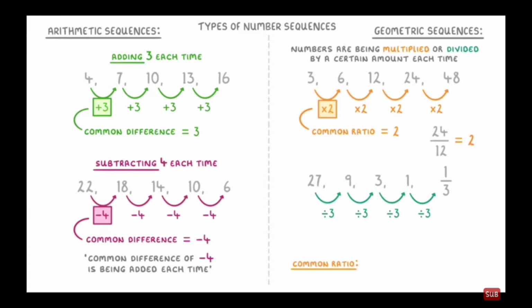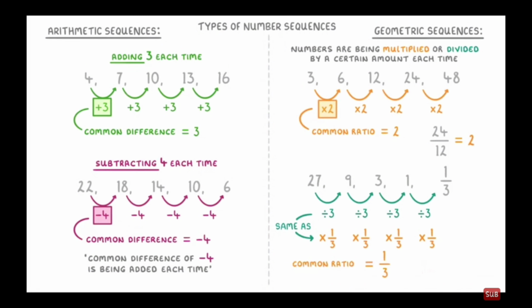If we want to find the common ratio though, we need to find what number the terms are being multiplied by each time, not what number they're being divided by. If it's being divided by 3, then that's exactly the same thing as being multiplied by 1/3. So the common ratio is 1/3.